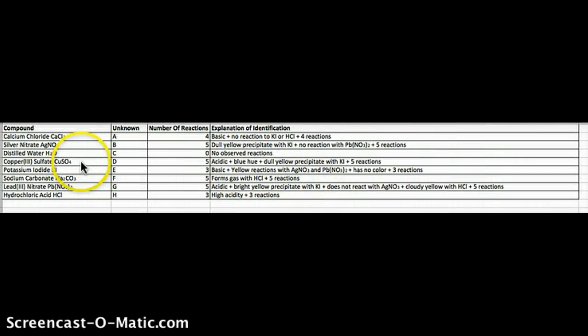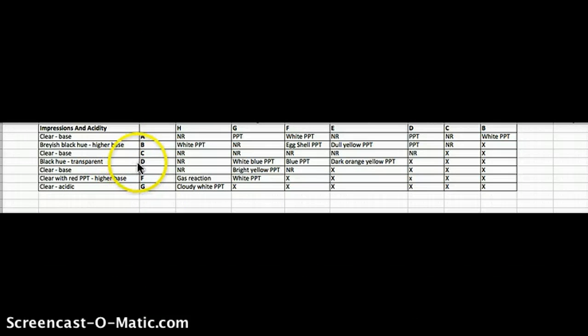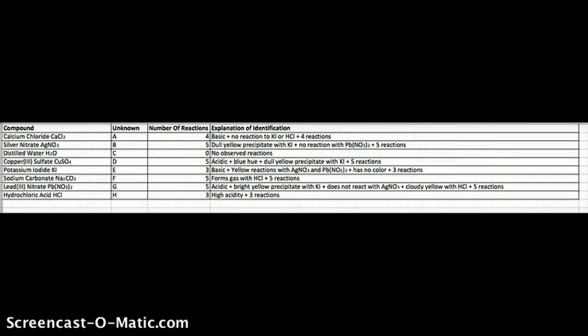Unknown D is copper sulfate because it is acidic, it has a blue hue, it forms a dull yellow precipitate with potassium iodide, and has 5 reactions. As you can see, unknown D, when combined with unknown E, which is potassium iodide, creates a dark orange yellow dull precipitate.